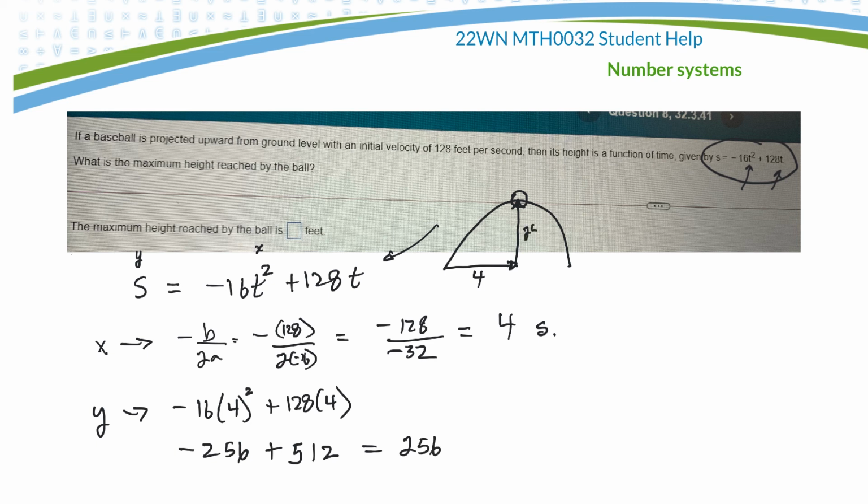So that'll be the height that the ball reaches. That's very high, 256 feet high. That's a little wild. Anyway, that's how you could figure that one out.